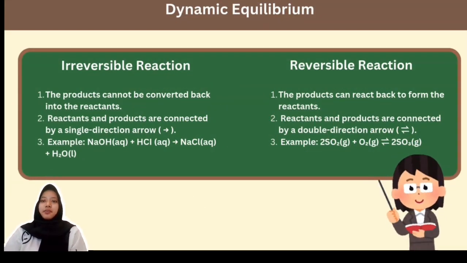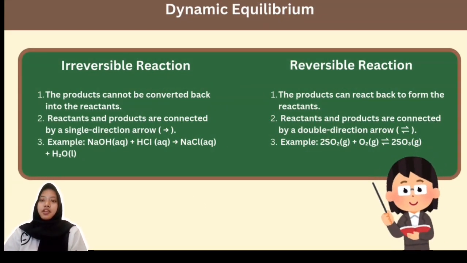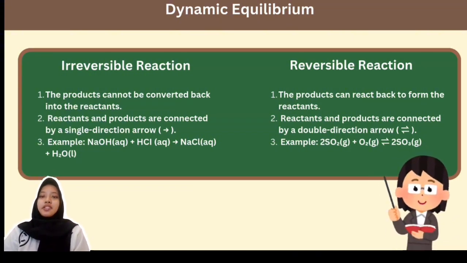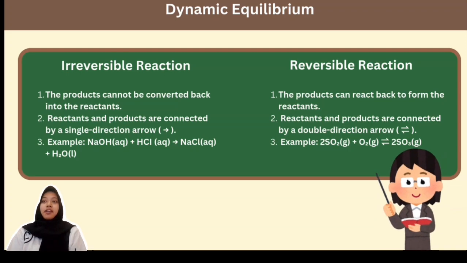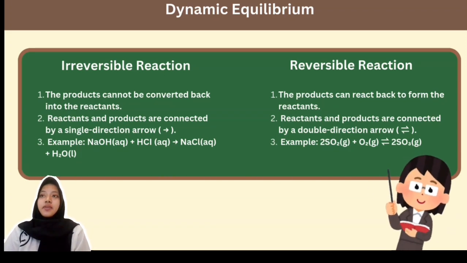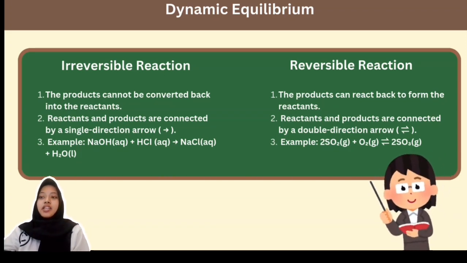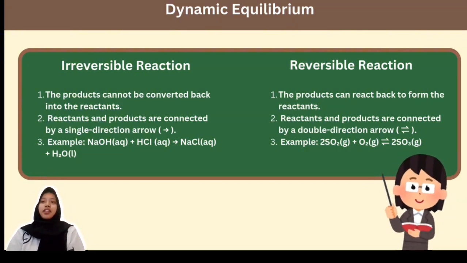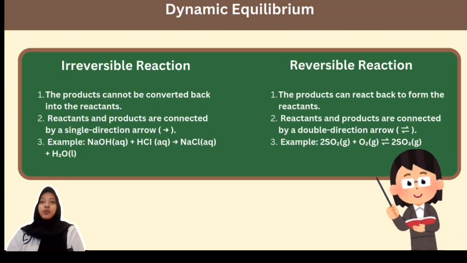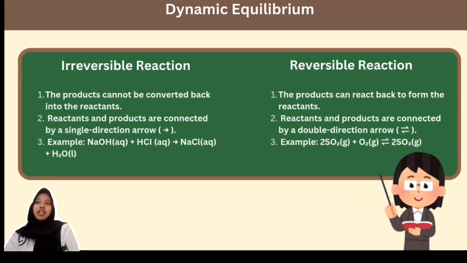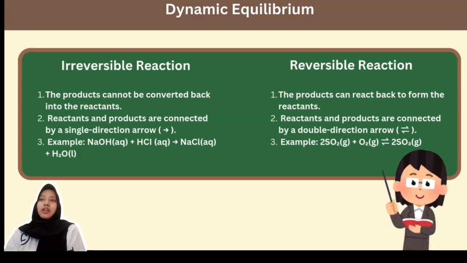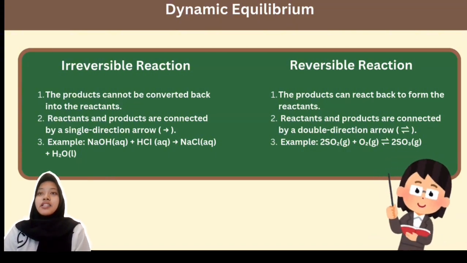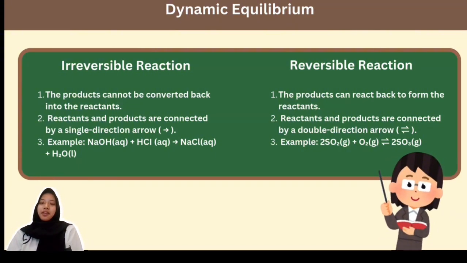Okay, let's talk about the dynamic equilibrium. The first thing we can discuss is the types of chemical reactions based on their directionality, which can be divided into two categories, one-way and two-way reactions. The first one is the one-way or irreversible reaction. This is when the product formed cannot be converted back to the reactant. This reaction is represented by a one-way arrow in the chemical equation.